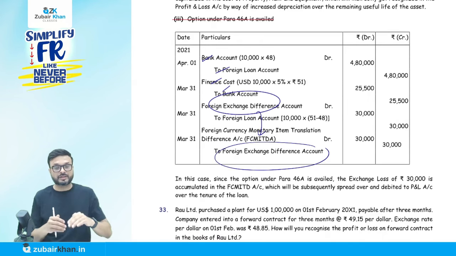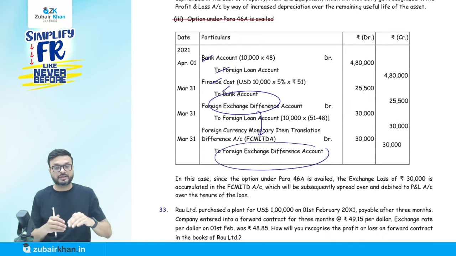Then here, question number 33. Rao Limited purchased a plant for 1 lakh US dollars on 1st of February 20x1, payable after 3 months. The balance sheet date will come 31st March 20x1, and they enter into a forward contract for 3 months. So February, March, April, May. So they say 3 months.